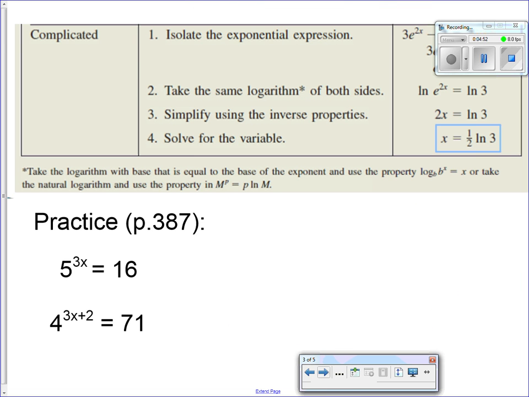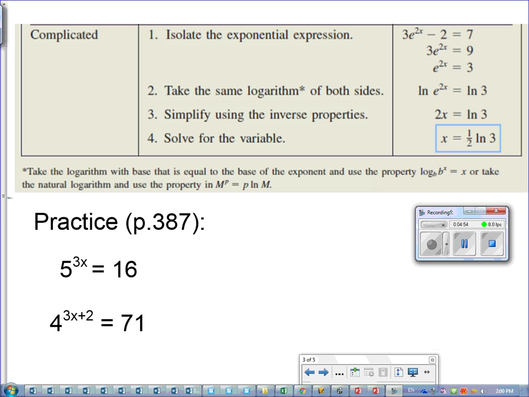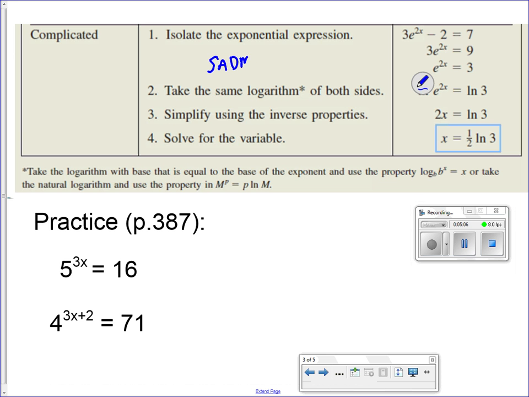The complicated equations happen when it's impossible to make the 2 sides have the same base. So first you want to isolate your exponential expression. You're isolating using SADMAP. So you can see in this example here, first we've added 2 to both sides to get 9. Then we're dividing both sides by 3, and we have e to the 2x equals 3. So here's an example. There's no way we can write 3 as e to some power.